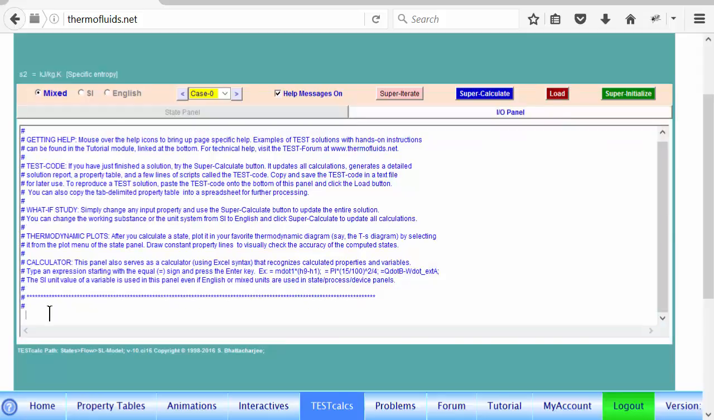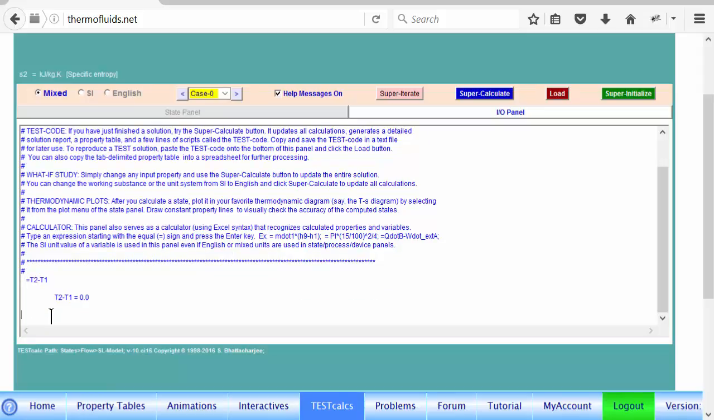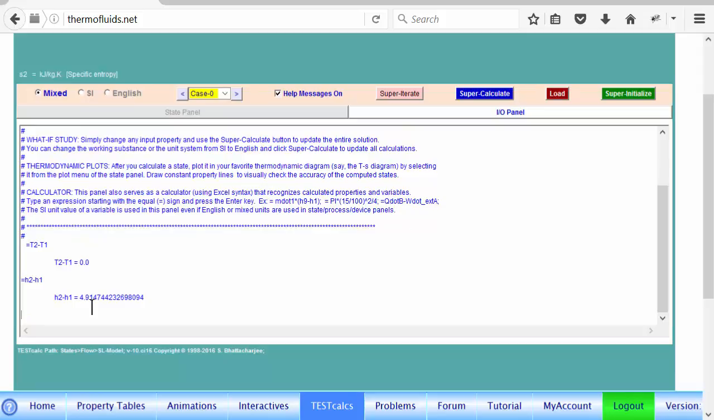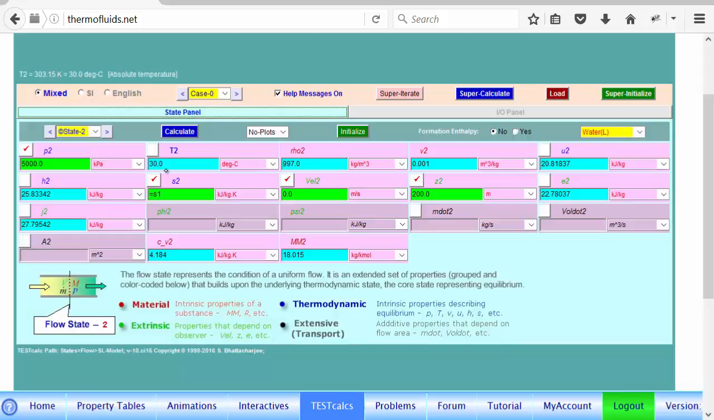So what is delta T? We can quickly calculate delta T here. T2 minus T1. Of course, it will be 0. And what is the change in enthalpy? H2 minus H1, specific enthalpy, which is 4.991, which is very close to our manual solution. So we verified our solution, but remember we assumed the temperature to be 30 degrees Celsius in state 1.